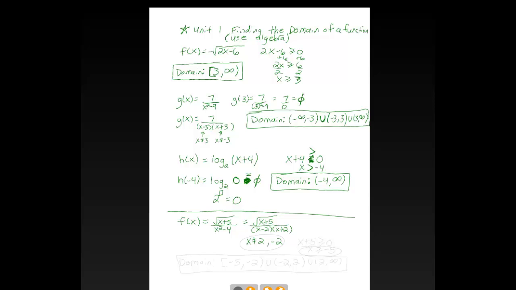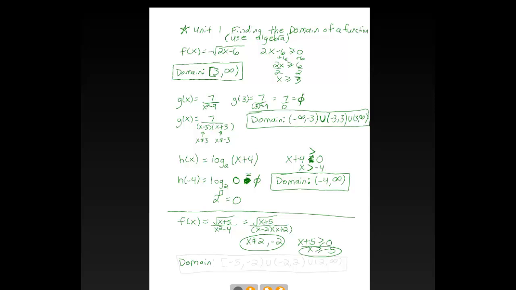Now in the numerator, I'll set what's under the square root greater than or equal to 0. Solve that out. X is going to be greater than or equal to negative 5. Now I have to incorporate all three of these ideas into my domain. X has got to be bigger than or equal to negative 5, but it can't be 2 and it can't be negative 2.